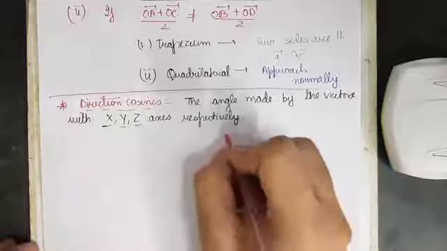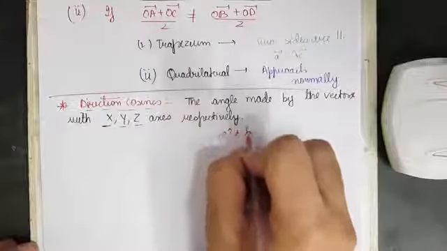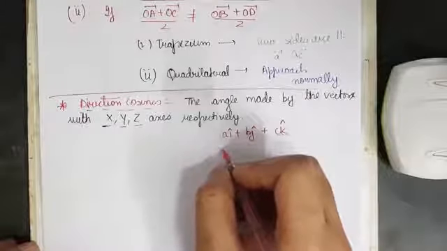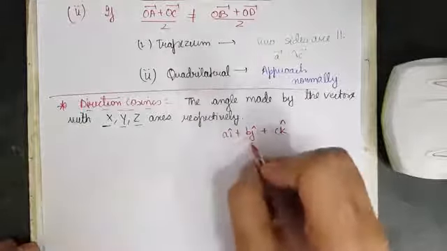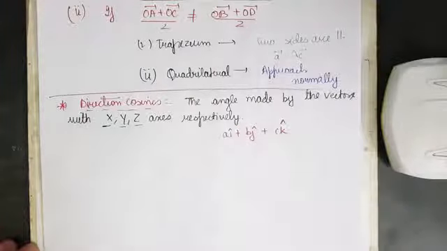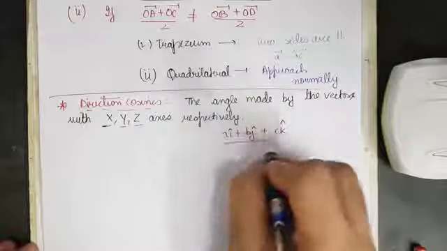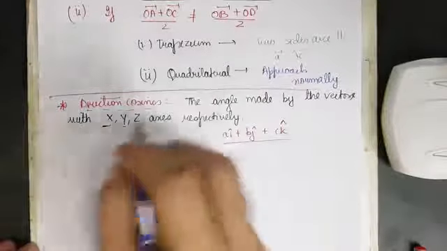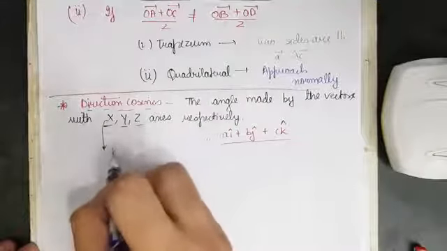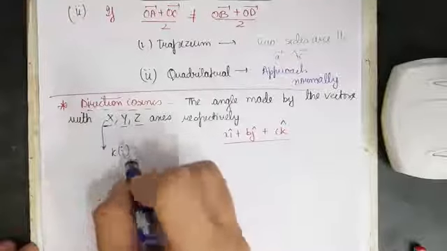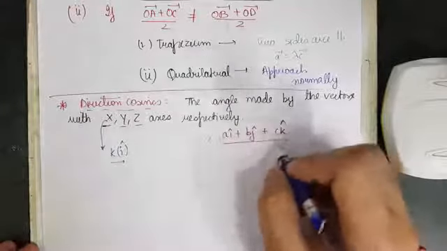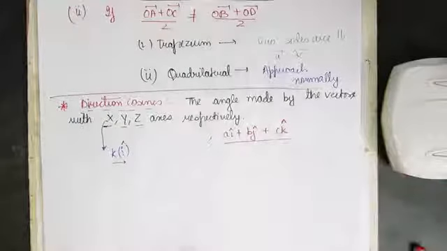Let me take first of all any vector, that is a i bar plus b j bar plus c k bar, where i bar is the unit vector along the x direction, j bar is the unit vector along the y direction, whereas k bar is the unit vector along the z direction. So we have taken any vector here. Now for finding the angle with the x axis, let us take a vector k i bar along the x axis. So we have taken the vector along the x axis and our normal vector, which we wanted to find the angle with.